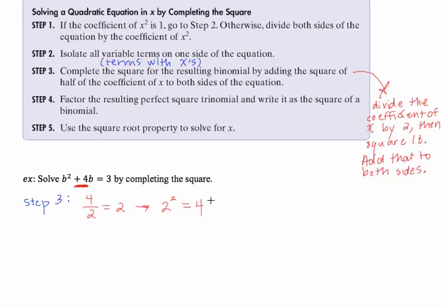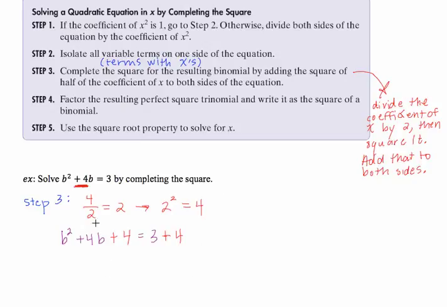Okay, so our magic number here is 4. So we're going to add 4 to both sides of this equation up here. So we have b squared plus 4b. Now let's add 4. And that's equal to 3 plus 4. Remember, you can only do something to an equation if you do it to both sides. What you do to one side, you must do to the other. So we have to add 4 to both sides.